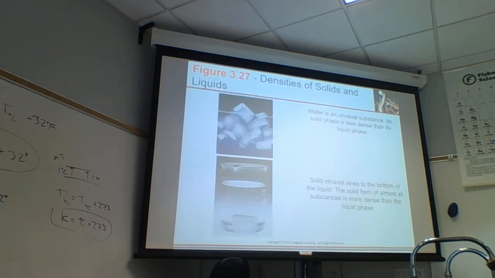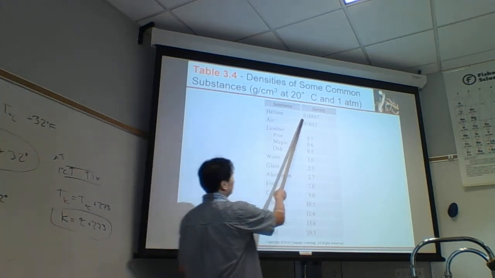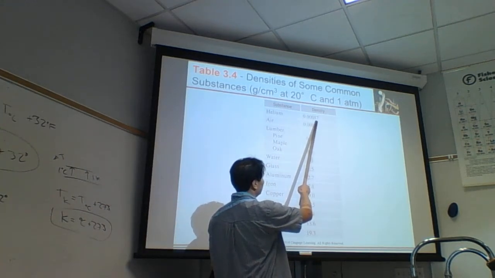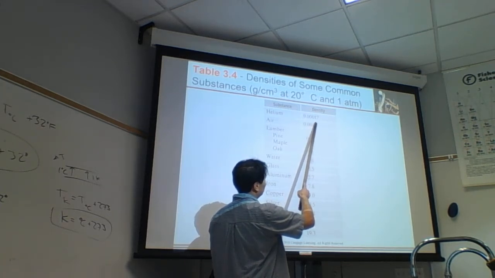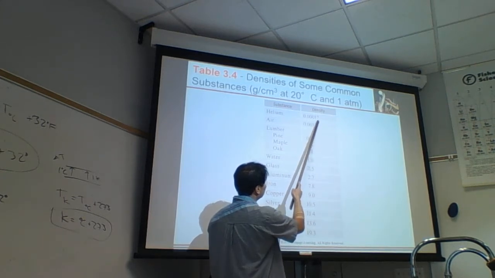Solid ethanol sinks. That's weird. Liquid ethanol, I think, would float. Actually, it was mixed. Let's look at some densities. Helium's like the least, 0.00017 grams per milliliter. This is very low density. Air is a lot more dense. Air is a lot heavier.